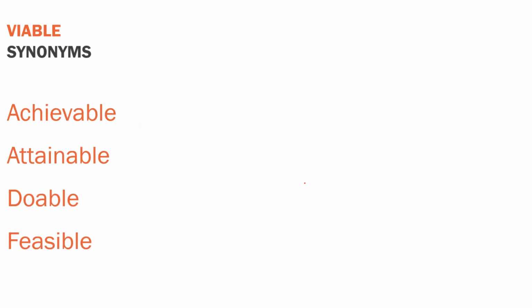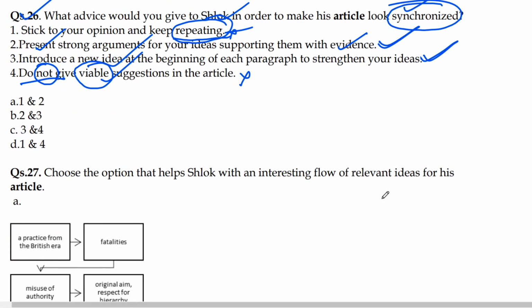Let us check some synonyms of viable: achievable, attainable, doable, feasible. So your plan is not feasible, your plan is not achievable, your plan is not doable. These are the synonyms of viable. Don't forget to learn this word viable. So the answer is 2 and 3. B is the right option. Look at the next question.